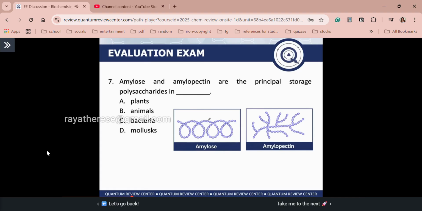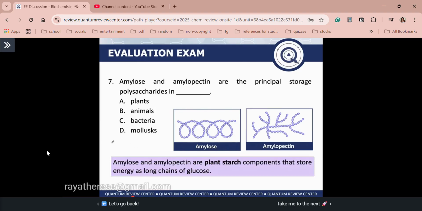So the amylopectin is extensively branched, it has an additional alpha-1,6 glycosidic bond. And class, remember, starch is the energy storage of plant cells, right? So amylose and amylopectin are plant starch components that store energy as long chains of glucose. All right, so class, for number 7, the obvious answer is letter A. Again, that's right. So number 7 is letter A.